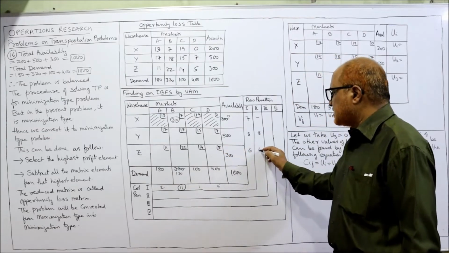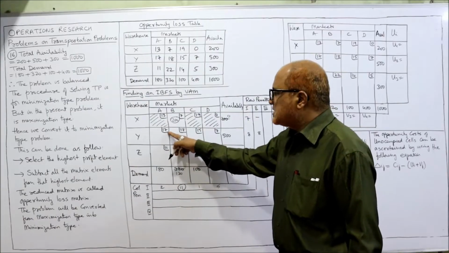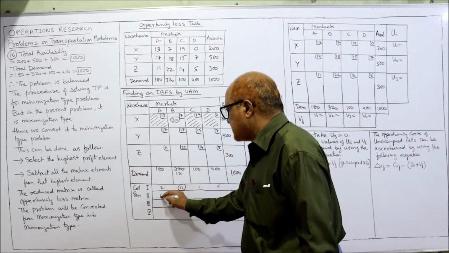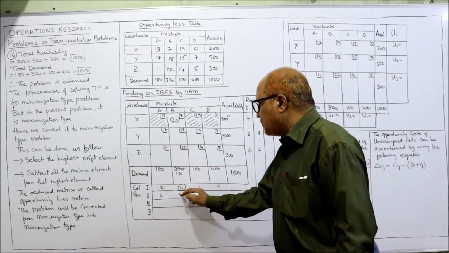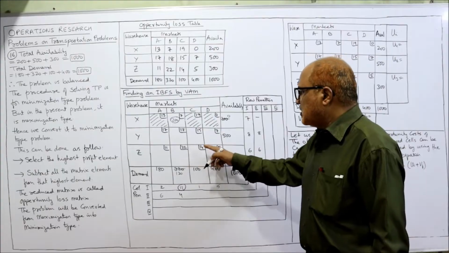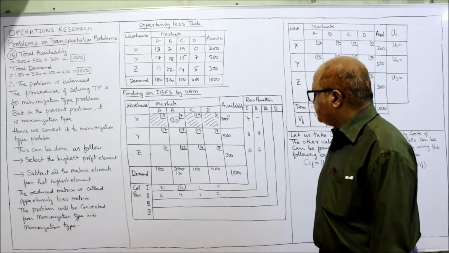11 minus 5, 6. Column wise, minimum 11. Next minimum 17. 17 minus 11 is 6. Here 22 minus 18 is 4. Here 15 minus 14 is 1. 7 minus 5 is 2.